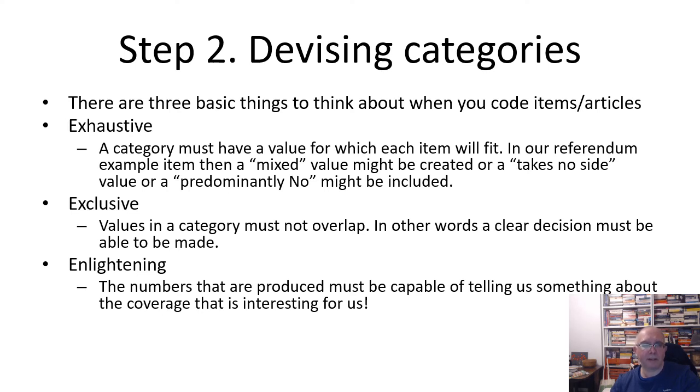The second thing when you're devising categories, it should be exclusive. So if you code to put an item in one category, it should only go in that category. You should be able to make a clear decision about which box, which category it should be going into, and it shouldn't also fit in another category. And then the last criteria, which is possibly the most important, is that when you finish doing this, when you look at the numbers in these categories, that should tell us something about the media product. That should tell us something about the coverage that's interesting for us, that helps us understand the story, helps us answer the question that we're looking to answer.